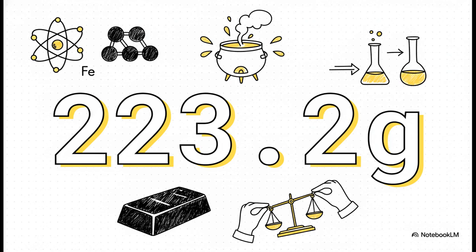So to get the mass, we just multiply that by the molar mass of iron. So 4 moles times 55.8 grams per mole, and that gives us a total of 223.2 grams of iron.